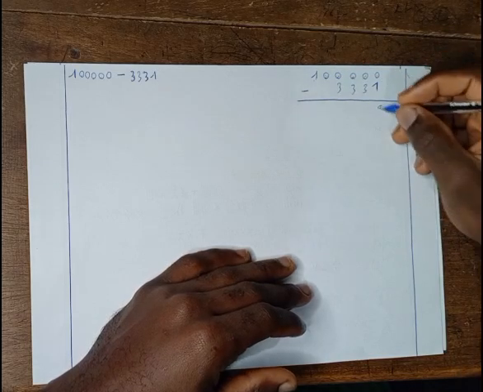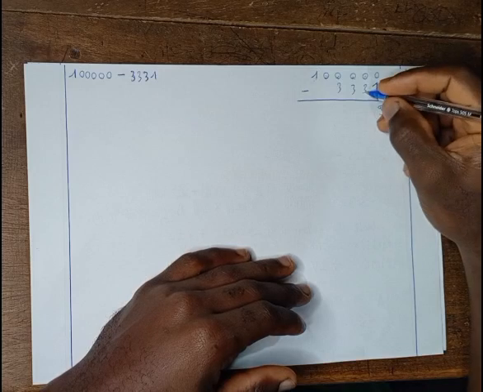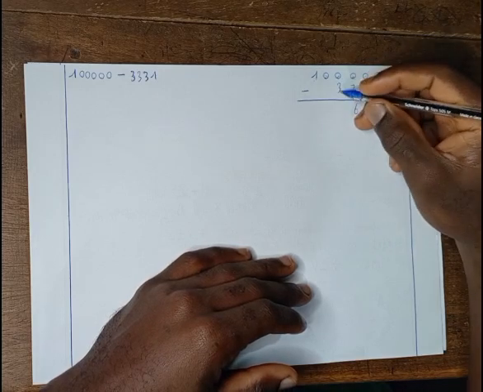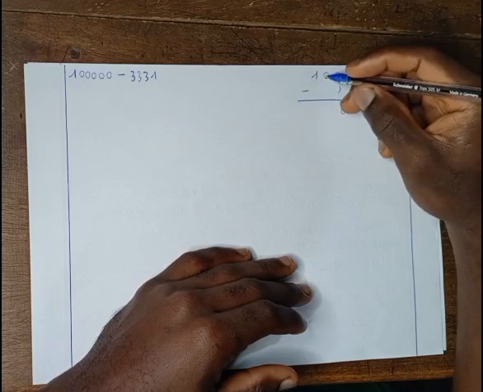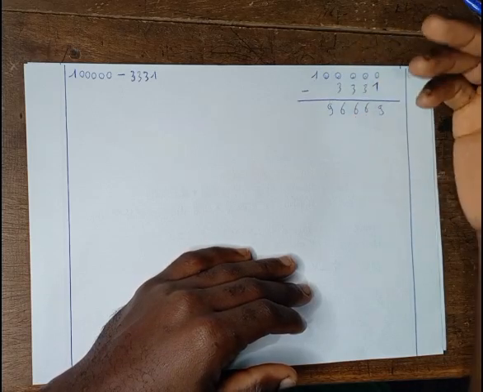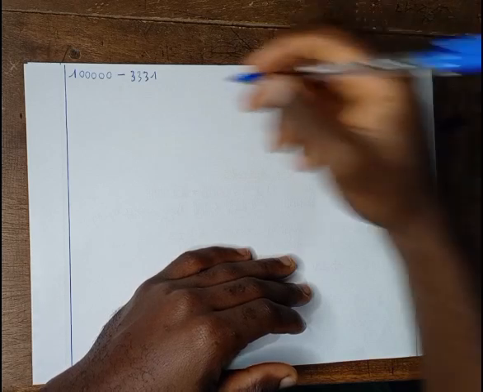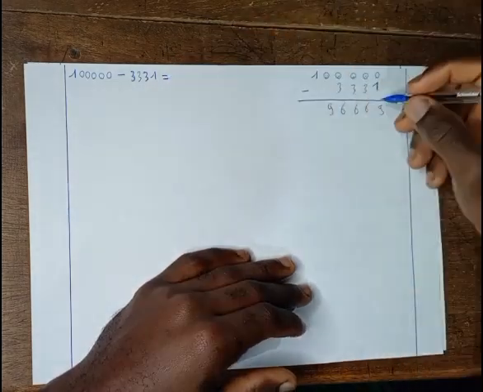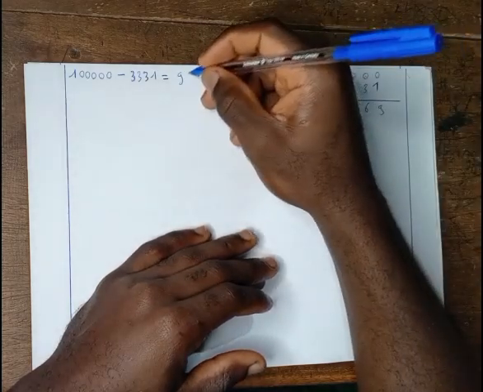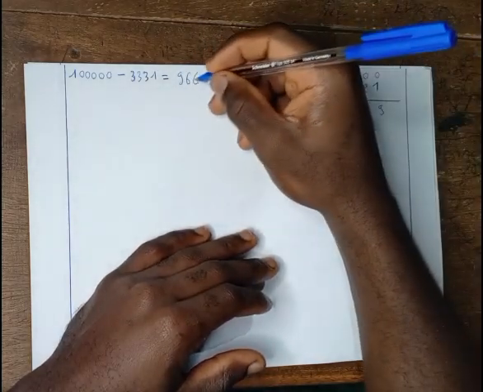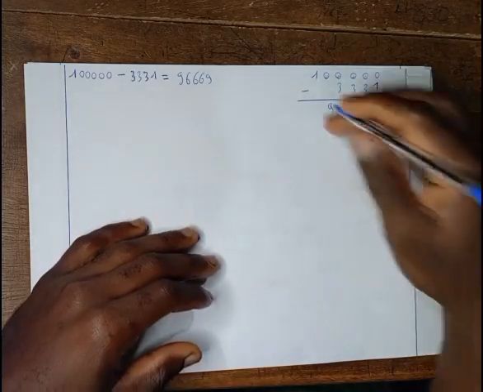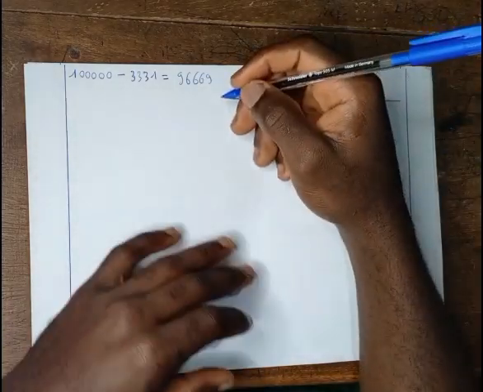10 minus 1 gives us 9. 9 minus 3 gives us 6. 9 minus 3, 6. 9 minus 3, 6. 9 minus nothing gives us 9. Here we have a 0, so it is needless for us bringing down the 0. So this will simply give us a result of 96,669.